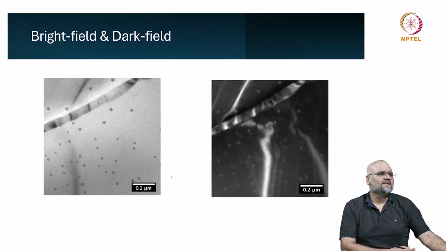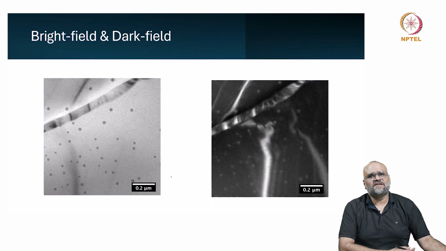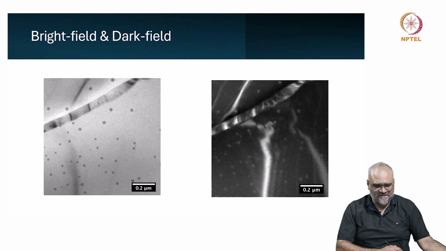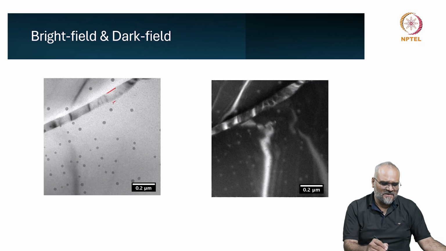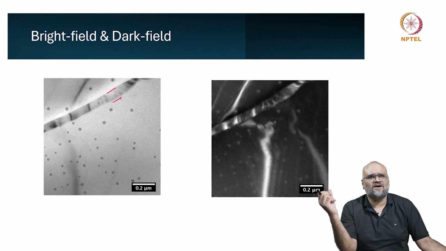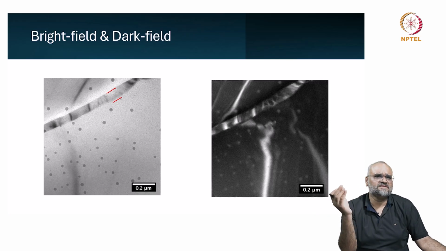As an example, I'll show you a comparison between bright field and dark field images from the same specimen. Here is an aluminum sample which has some copper precipitates on top. We were interested to see some dislocations present in this region close to a grain boundary. By choosing one set of reflections, there is something called the two-beam condition. We will look at it slightly later after we understand how diffraction patterns are obtained.